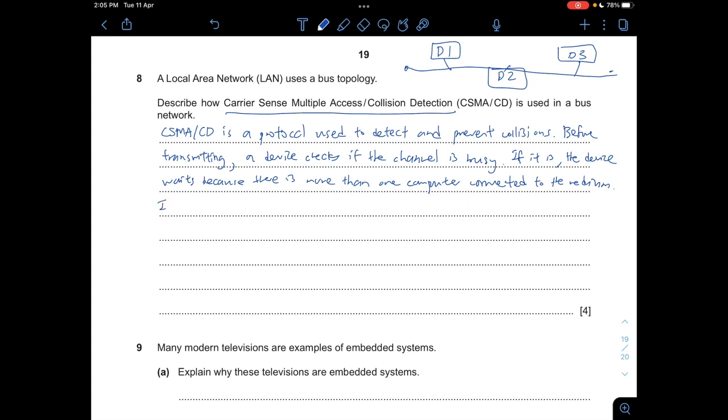If a collision is detected by the device, transmission is aborted, or basically cancelled, but in a more computer-like term, we say aborted, and both devices wait a random time and try again.